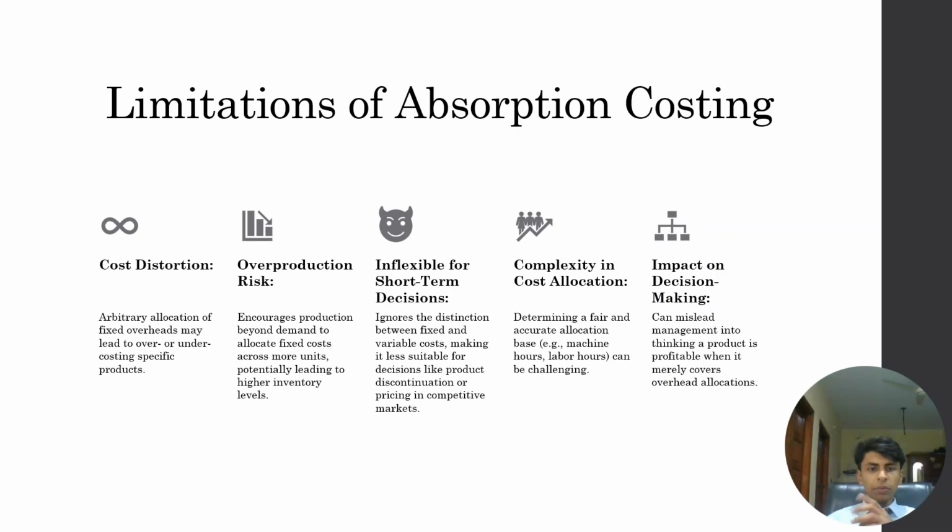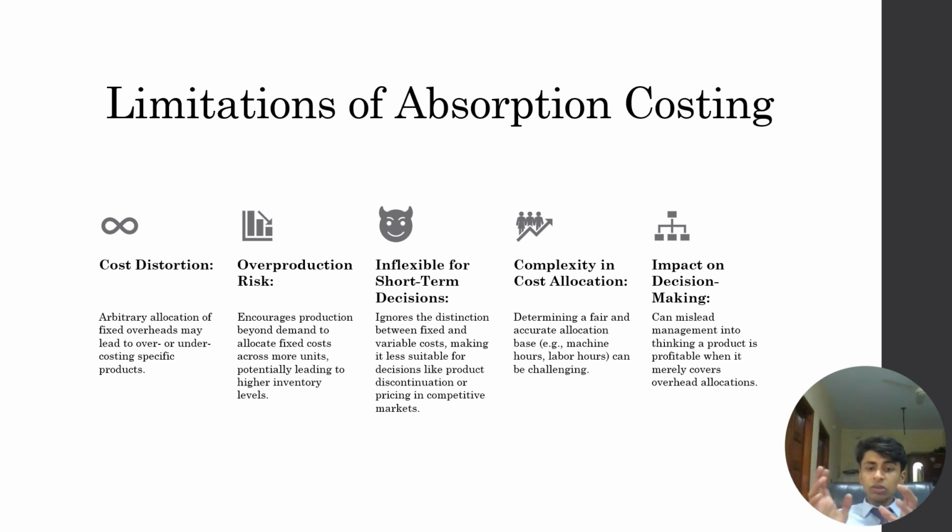Now talking about the limitations of absorption costing, which may include cost distortion. As fixed costs are taken into consideration, the fixed costs are spread among the units that are produced. So changes in production volume can distort the per unit costs, potentially leading to poor decision making. And then comes the risk of overproduction. Managers may overproduce to allocate the fixed costs across more units, improving profitability, but only on paper. But then it ends up leading to excess inventory.